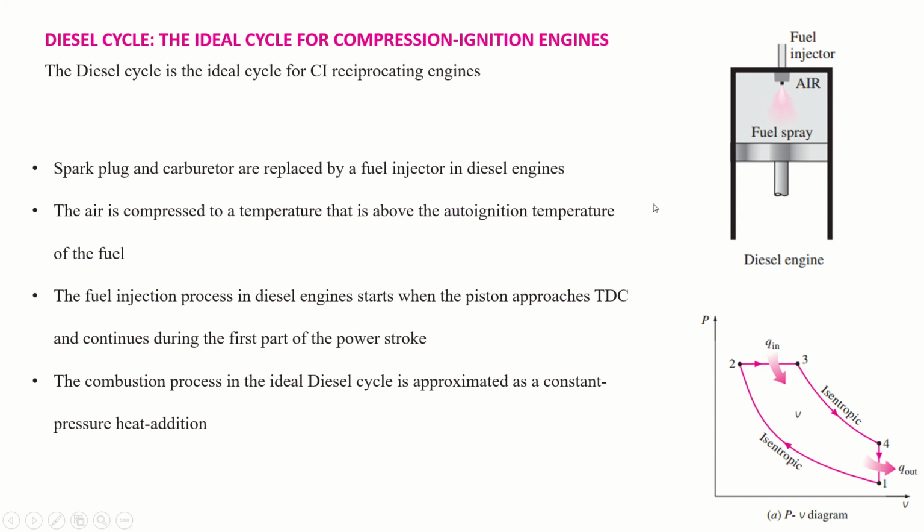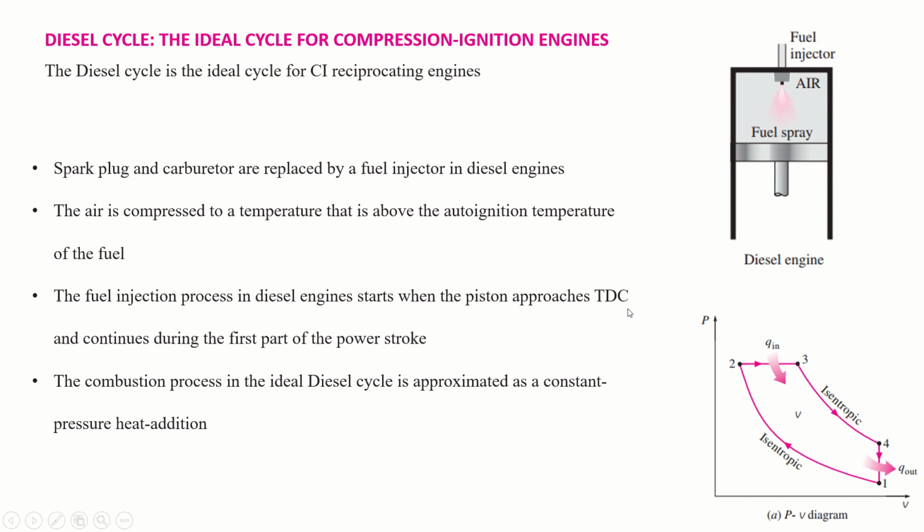There are some other distinct features of this diesel cycle: spark plugs and carburetors are not present in the diesel engine. The air is compressed to a temperature that is above the auto ignition temperature of the fuel. The fuel injection process in the diesel engine starts when the piston approaches TDC, that means top dead center, and continues during the first part of the power stroke.